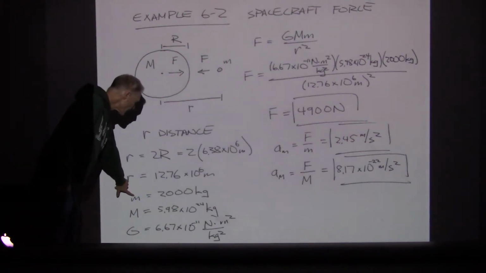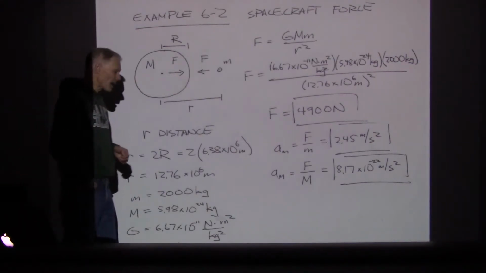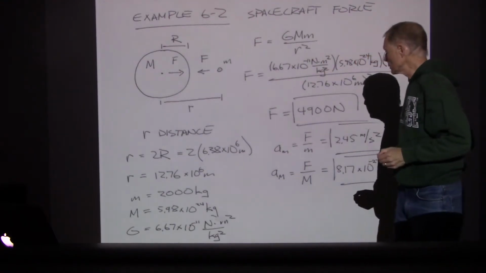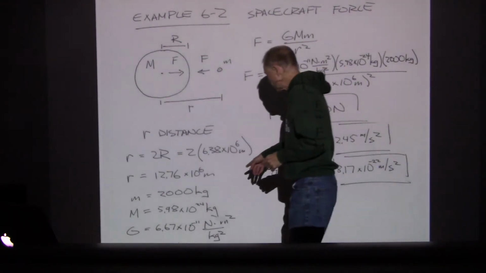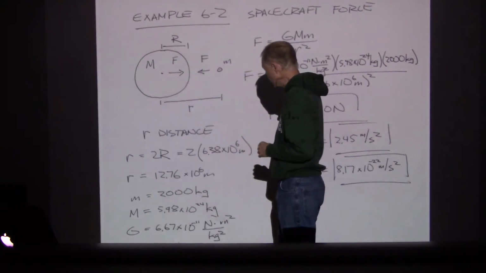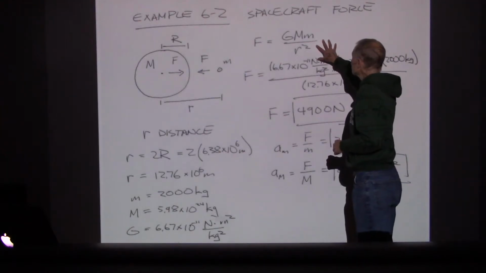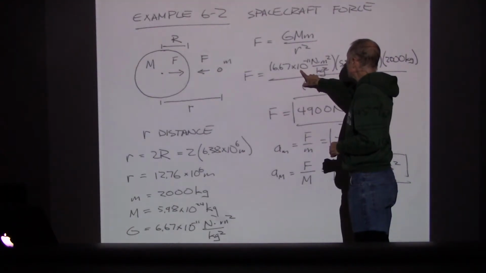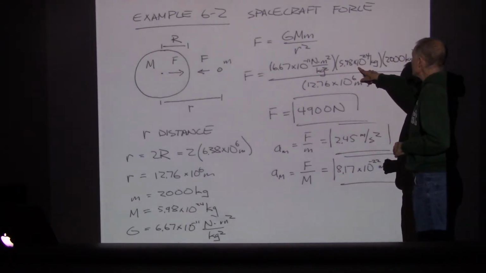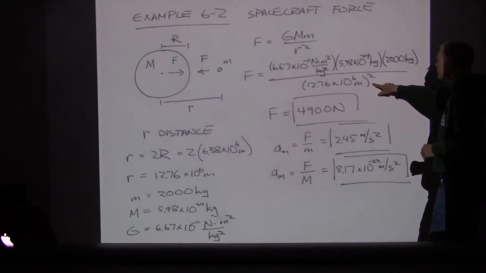The mass of the spacecraft is listed at 2,000 kilograms. The mass of the Earth is listed at 5.98 times 10 to the 24 kilograms. And then the gravitational force constant is given. And look, the units, I think I got the units right. So this is what the formula looks like. Let's plug stuff in. There is big G. Here is the mass of the Earth. Here is the mass of the spacecraft. And then here is the distance squared.